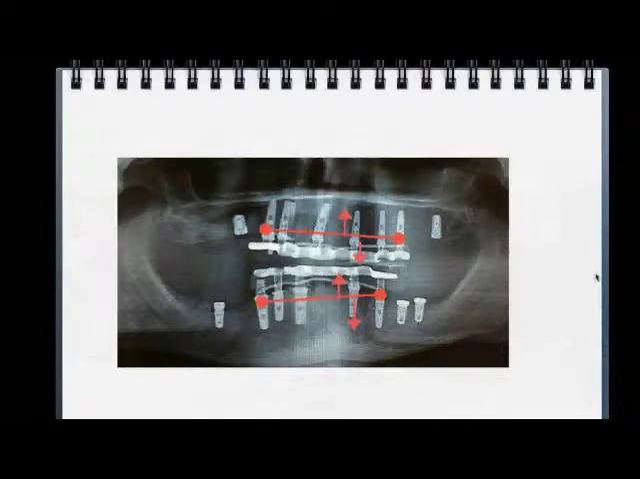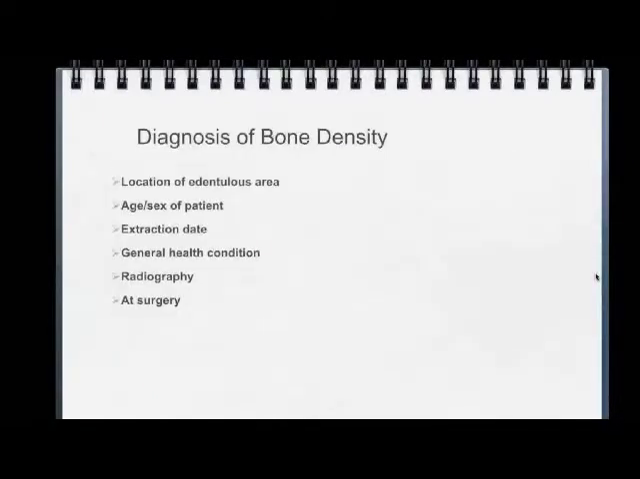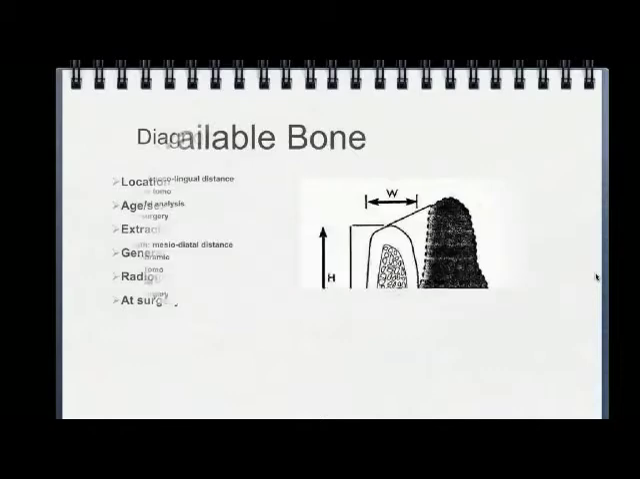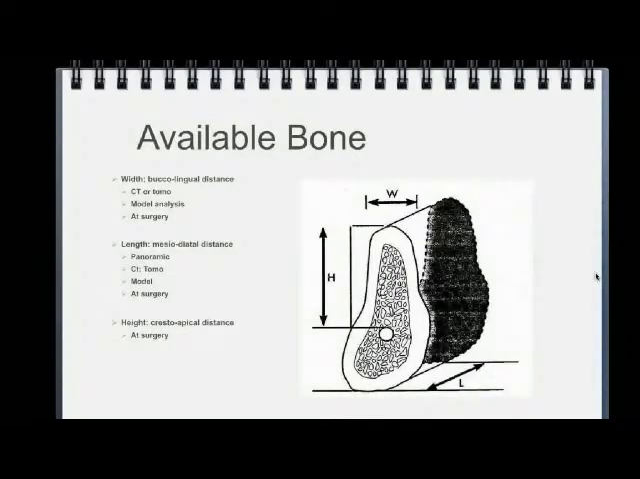Now, diagnosis of the bone density. How do we diagnose? How do we predict the bone density? We can talk about the location and the edentulous areas. We talk about the age and sex of the patients, the extraction date, general health conditions. Definitely, we can see this on the radiograph, and most definitely the final diagnosis would be at the time of the surgery. We're looking at the three-dimensional bone and available bone.